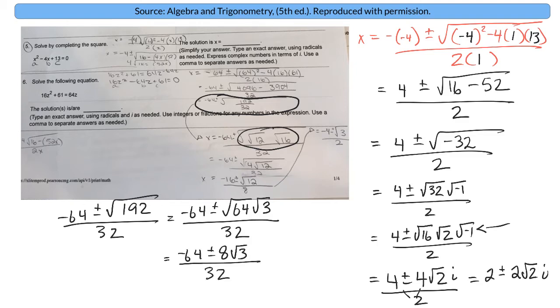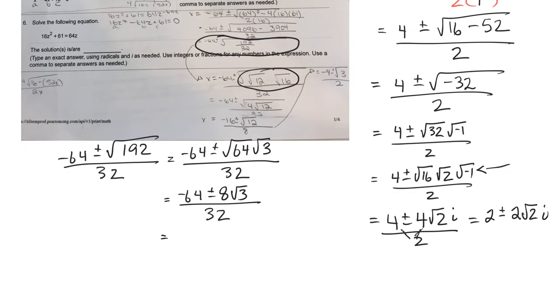And then similar to what I did here, but 32 won't go into 8 evenly. So what you can do is just separate those into 2 fractions, because 32 is a common denominator. So negative 64 over 32 plus or minus 8 root 3 over 32. So this first one, 32 goes into 64 twice. That'd be -2 plus or minus, and then 8 goes in itself once and into 32 4. So it'd be root 3 over 4. All right, hopefully that helps you with those square root questions.